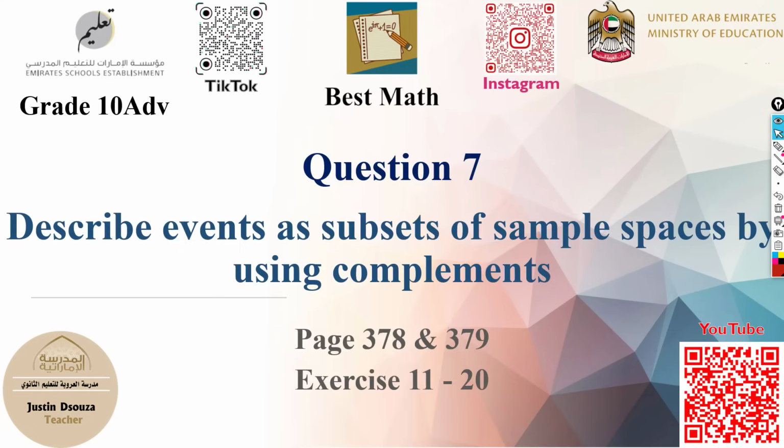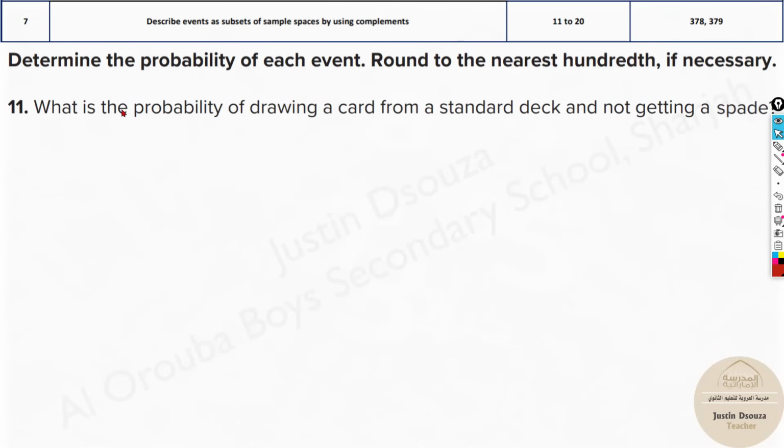Please try to solve each of these questions by yourselves. In this video, we will learn how to find the probability of a complement. Here we have to determine the probability of certain conditions, but the probability is of not getting a certain thing. See, now if we read this problem, what is the probability of drawing a card from a standard deck and not getting a spade? In such cases, do the normal probability of getting a spade and subtract it from 1.